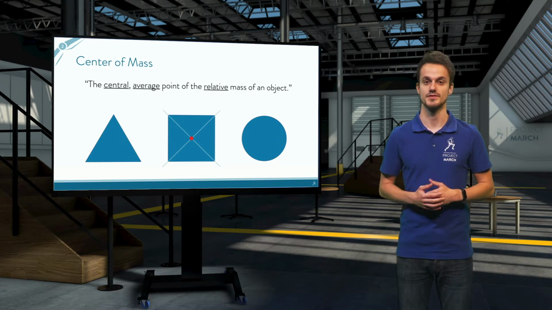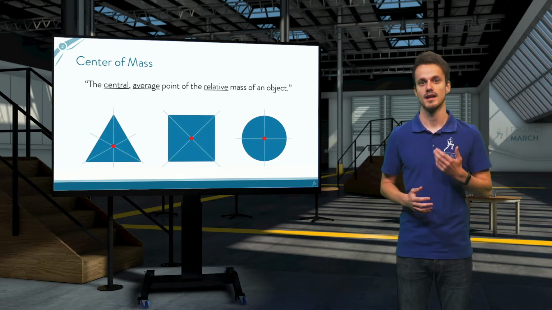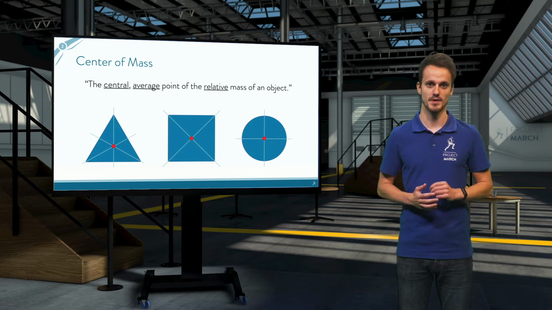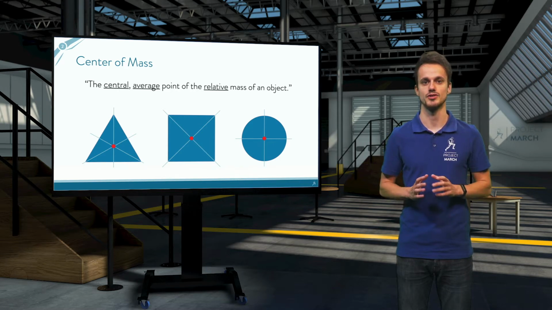In these images, you see several shapes. Can you guess where the center of mass is located? As you might have guessed, for these shapes, the center of mass is positioned in the middle, just like for the square. This seems simple, but it can easily get more complicated when the shape gets more complex.